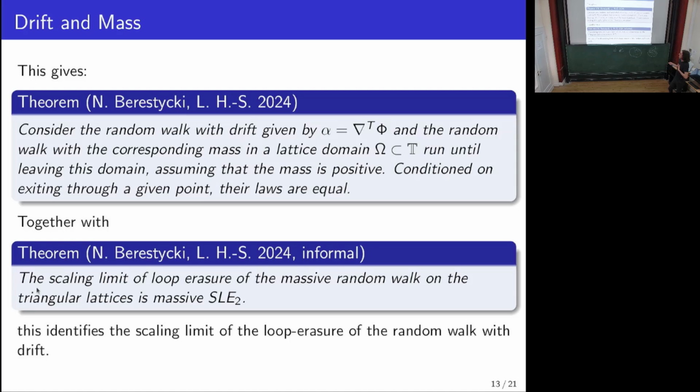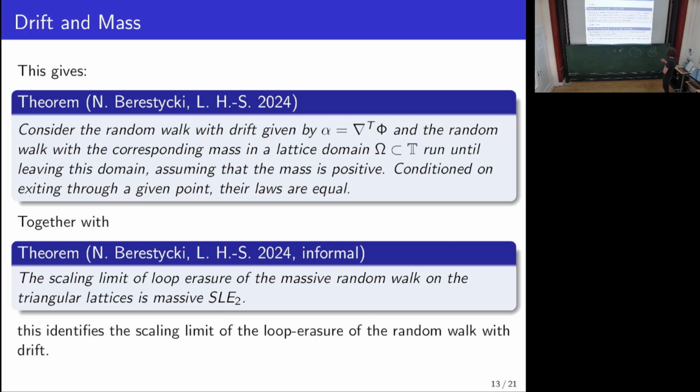if we can combine this with the following, namely the scaling limit of the loop ratio of the massive random walk on a triangular lattice is massive SLE2, then we have identified the law of the scaling limit of the loop ratio of the random walk with drift. So we need the two components. We have the connection of drift and mass in the discrete, and then we have the scaling limit of the massive one.